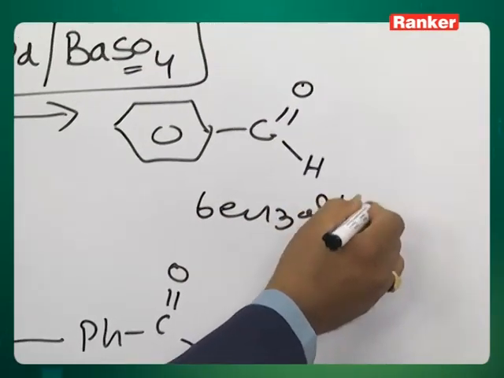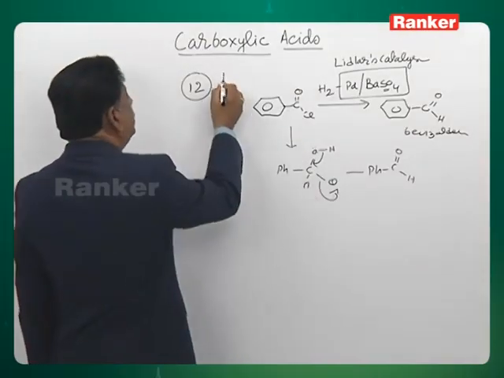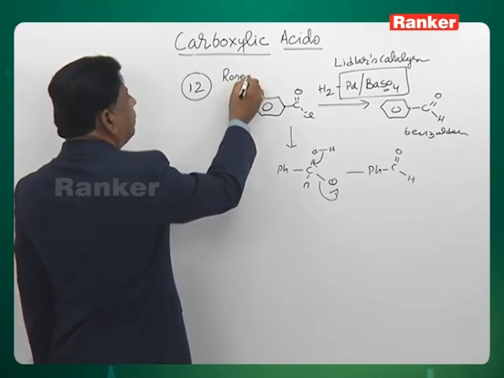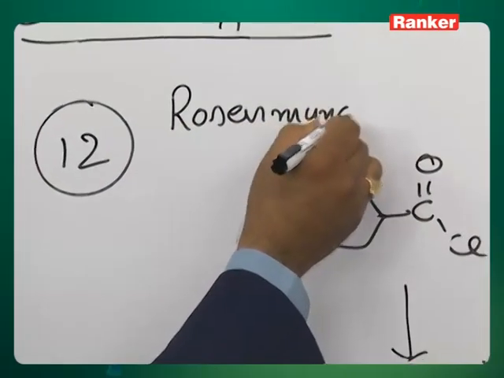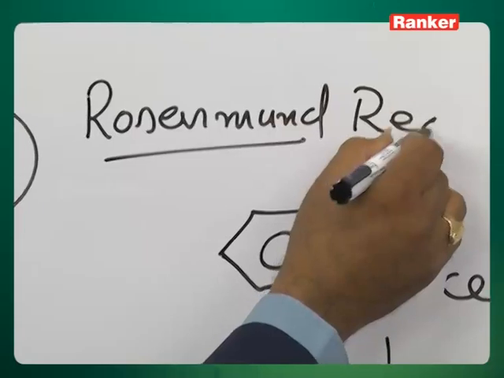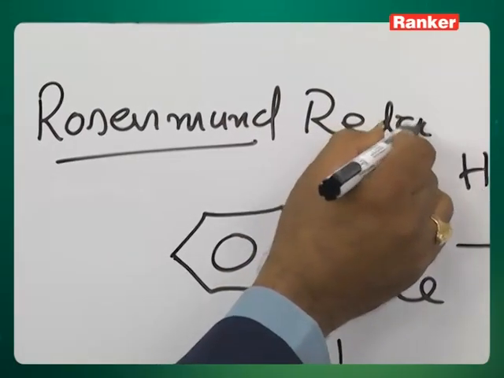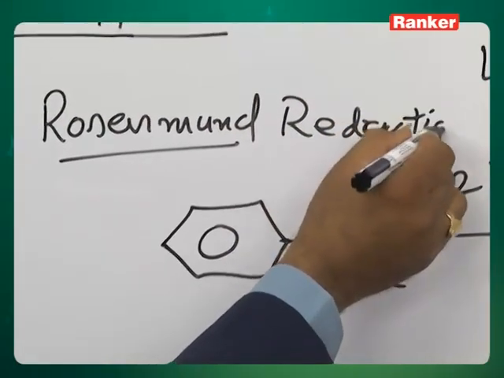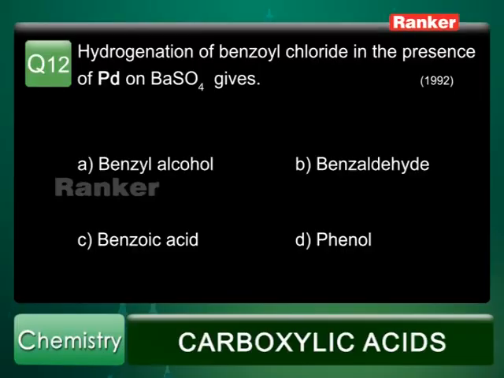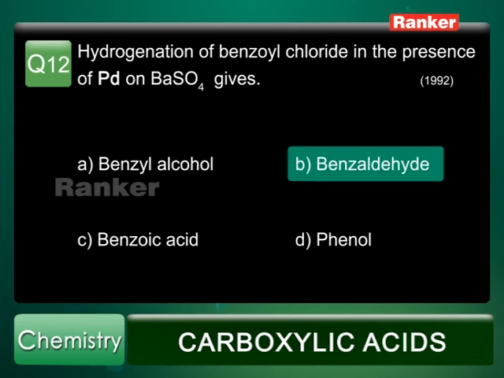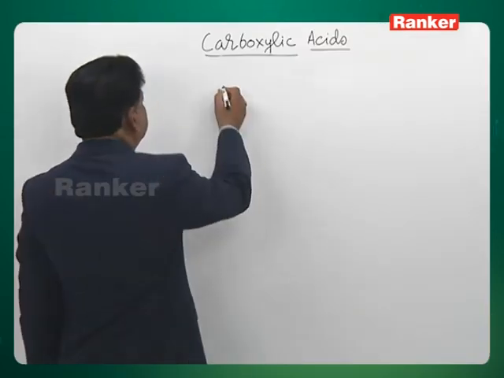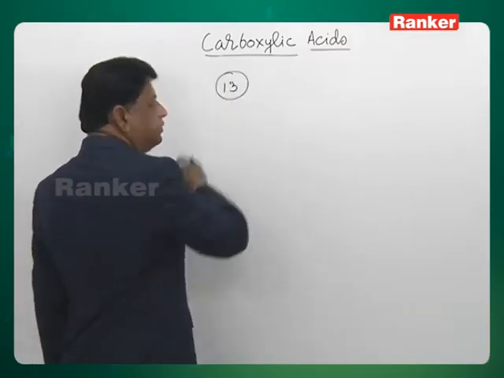This is a name reaction called the Rosenmund reduction, a popular name reaction. Rosenmund reduction it is known as. So option B is the right answer. Next question, that is question number 13.